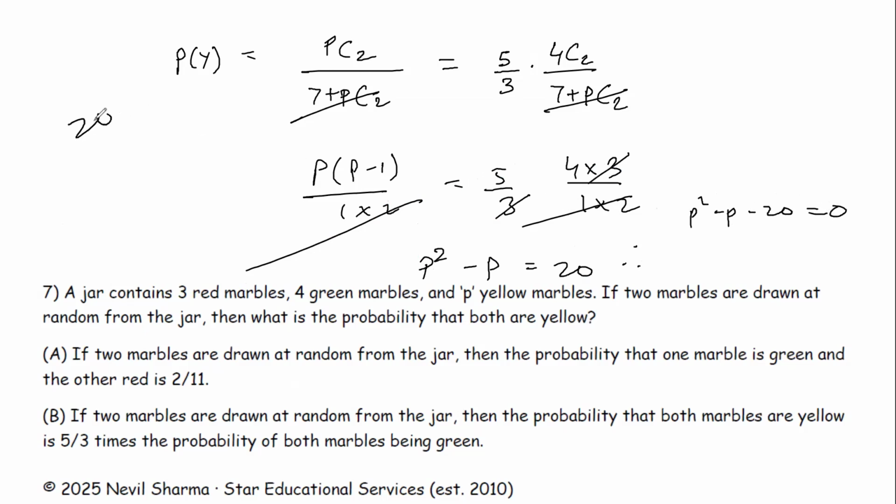Now I'll have to work out factors of 20. So minus 5 and plus 4, correct? That'll give me minus 20 and a negative 1. Flip the sign. So P is equal to 5 and P is equal to negative 4. So clearly P is 5, and we have already found P as 5 in the previous question.